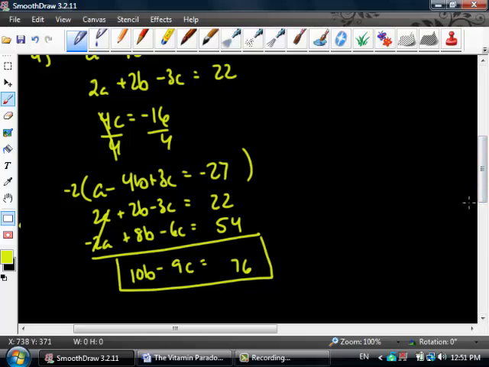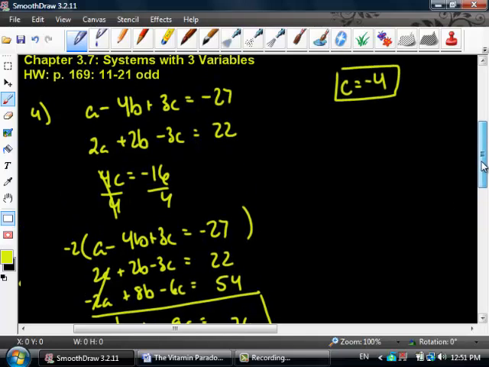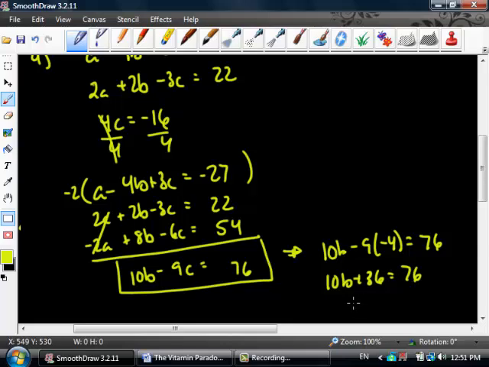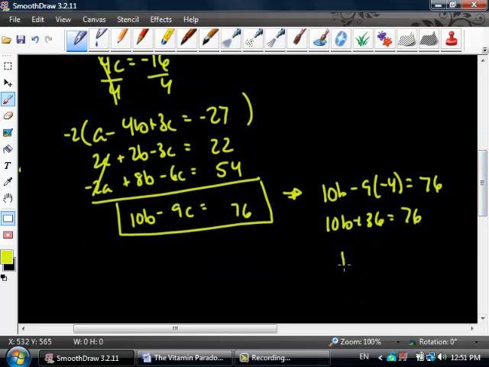Now, can we solve for b right away? Yes, we can, right? Because we already know what c is. What was c again? Negative 4? So we plug it into here. So we go 10b minus 9 times negative 4 equals 76. This is 10b plus 36 equals 76. 10b equals 40. B equals 4.